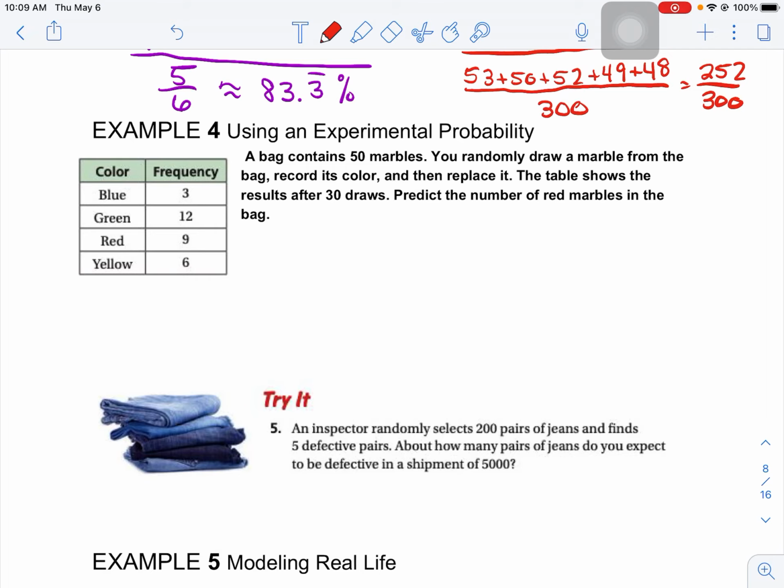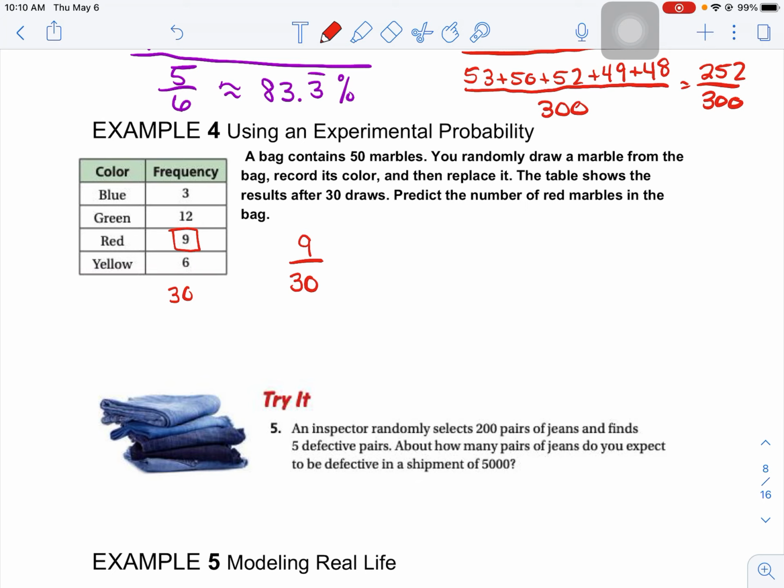All right, example 4, it says using an experimental probability. A bag contains 50 marbles, so we know that there's a total of 50 marbles. You randomly draw a marble from a bag and record its color and then replace it. The table shows the results after 30 draws. Predict the number of red marbles in the bag. Okay, so we know that in the bag we had 9 out of, right, there were a total of 30 draws.